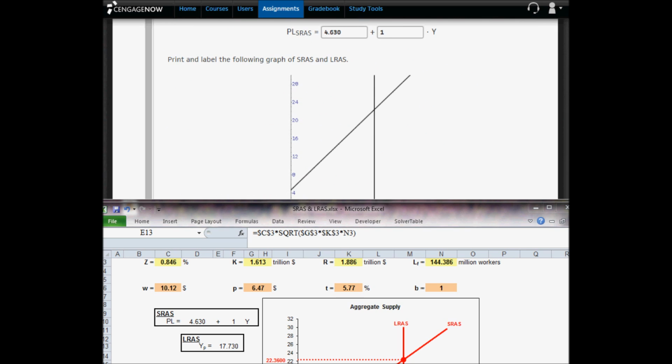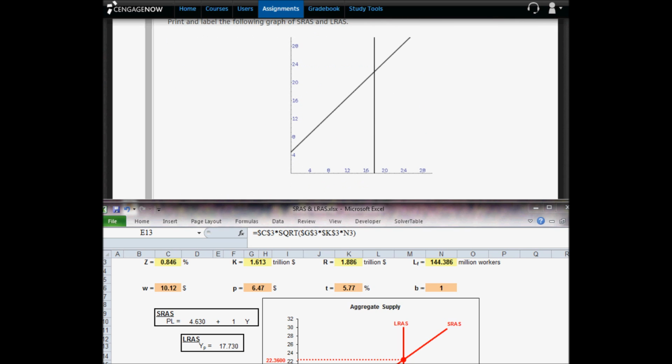Later in part A, we're supposed to print and label short-run aggregate supply and long-run aggregate supply. Well, the price level goes up here, PL. Real GDP goes down here, Y. This is long-run aggregate supply because the value of potential output is $17.730 trillion. This is short-run aggregate supply because the short-run aggregate supply curve is upward sloping. So I'm going to label this SRAS. I'm going to label this LRAS.